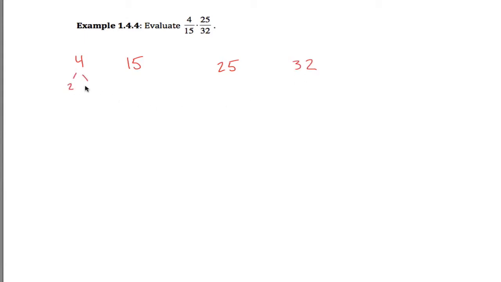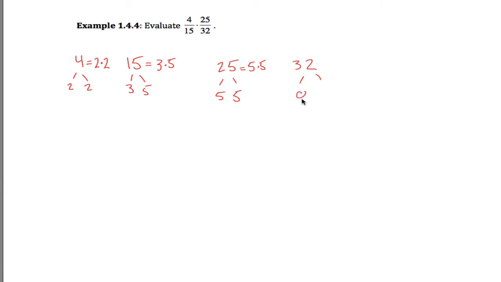4 is just 2 times 2, so its prime factorization is just 2 times 2. 15 is 3 times 5, which are both prime numbers, so its prime factorization is just 3 times 5. Similarly, 25 is just 5 times 5, so its prime factorization is just 5 times 5. 32, we finally get a tree with more than one branch in it.